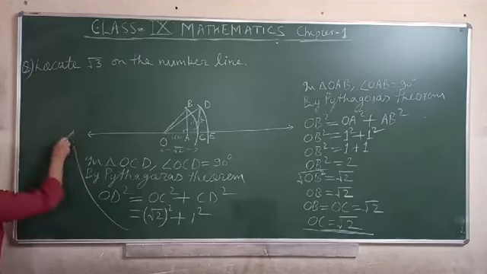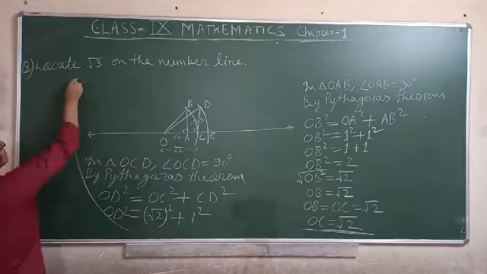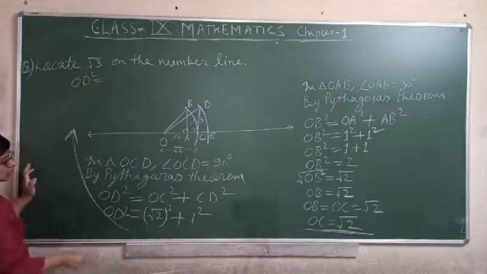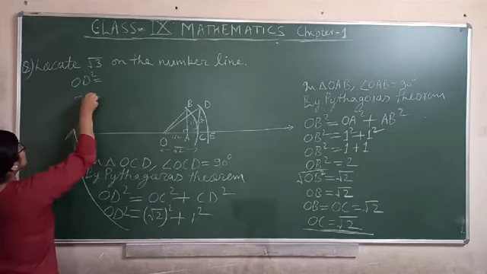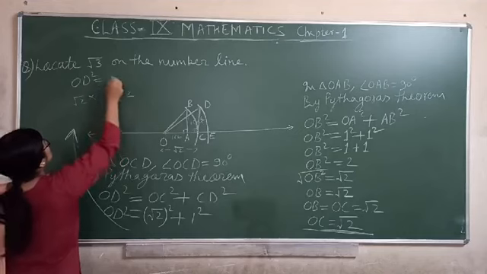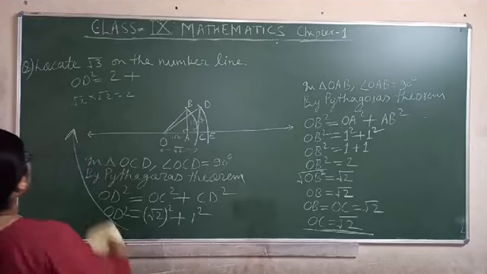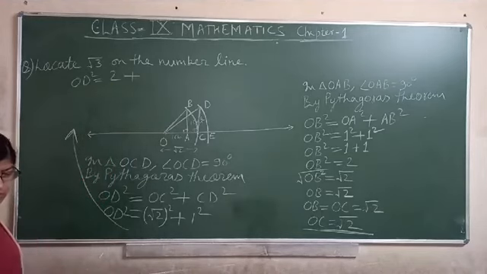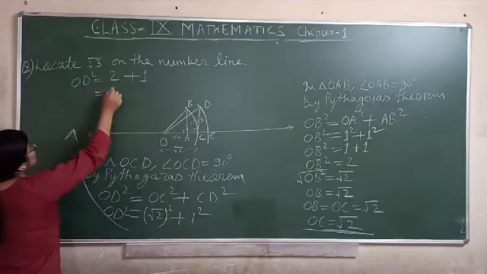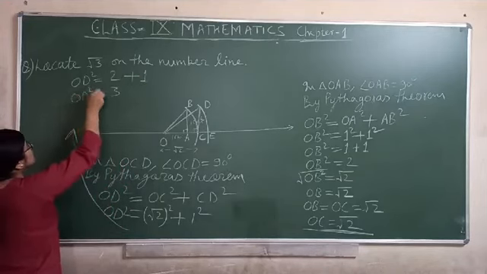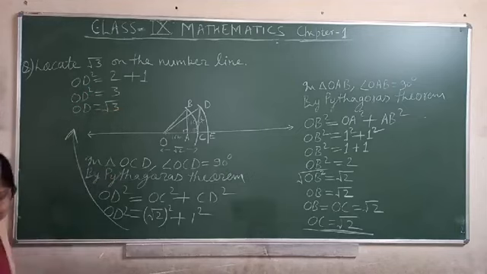Getting? After that, OD square as it is. So what will we write? OD square equals root 2 whole square. So this will be root 2 into root 2, which equals 2. So 2 here, and 1 square equals 1. So here you will write 1 and it will be 3. OD square equals 3, but we need OD equals root 3.